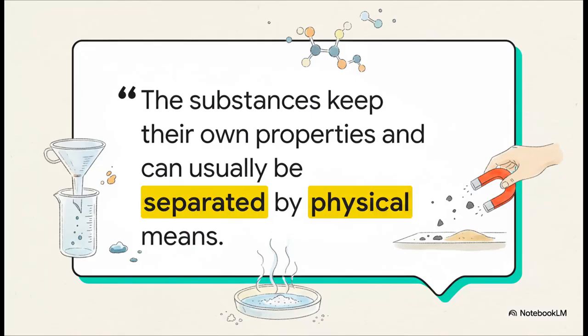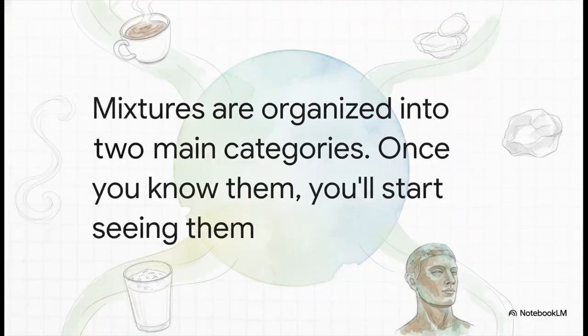And this right here is the mixture's super secret power. Because there's no chemical glue holding it all together, you can usually separate the pieces back out pretty easily, just using physical methods. That's something you just can't do with a compound. Now, the world of mixtures isn't just one giant messy category. Nope. Scientists have split them into 2 main types. And trust me, once you learn to spot them, you are going to see them absolutely everywhere.